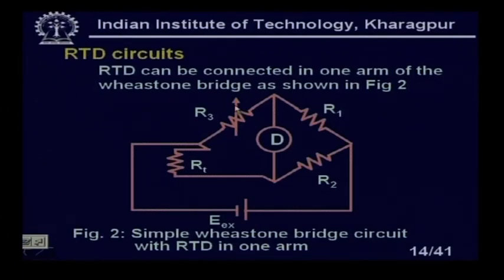We will balance the bridge by varying R3. Either I can take the unbalanced voltage and calibrate that unbalanced voltage in terms of temperature, or I can calibrate this R3 in terms of temperature. In that case it will be a slide wire, a simple slide wire, where I can shift the contact.